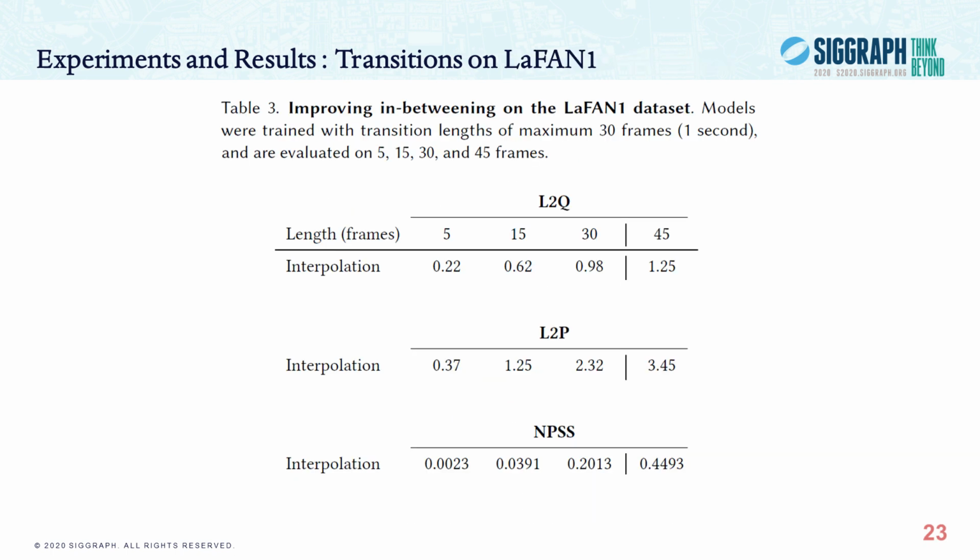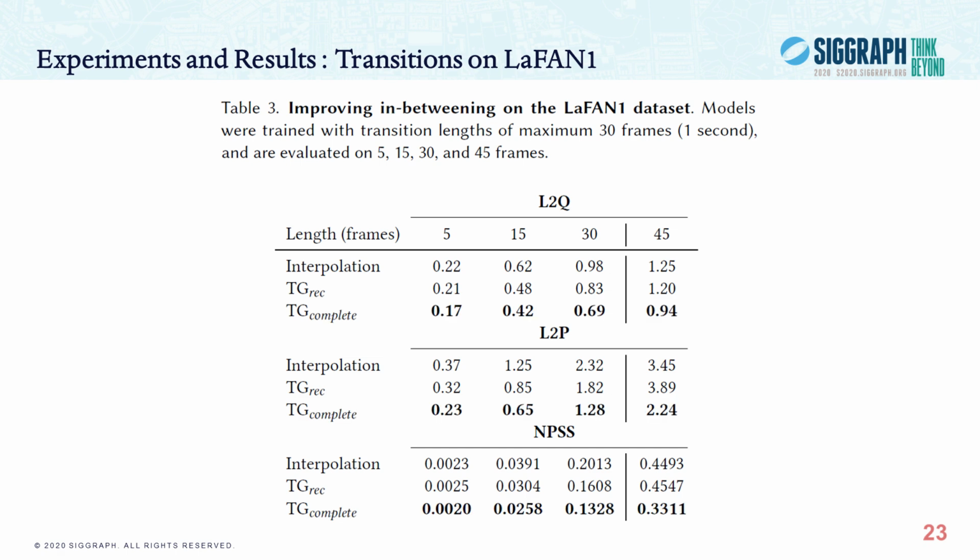We further conduct experiments on the larger, more diverse LAFAN1 dataset where we compare interpolation with a reconstruction-based transition generator and with our complete system that incorporates the adversarial loss in our additive latent modifiers. Here, because of the more complex movements, interpolation is surpassed by our transition generators even on very short transitions. All transitions shown in this presentation are produced by our TG-complete model.